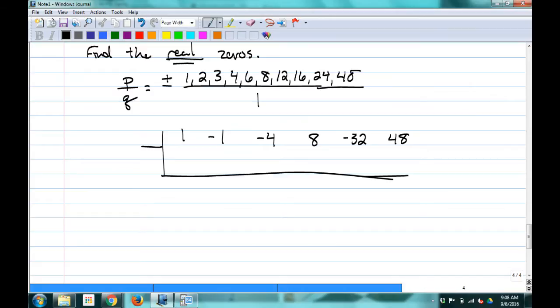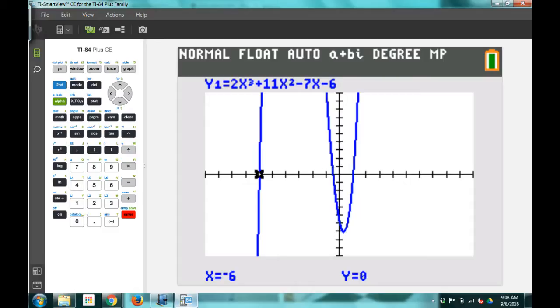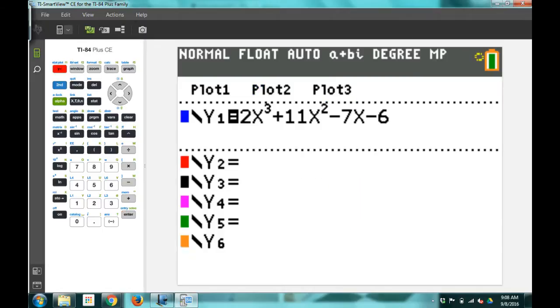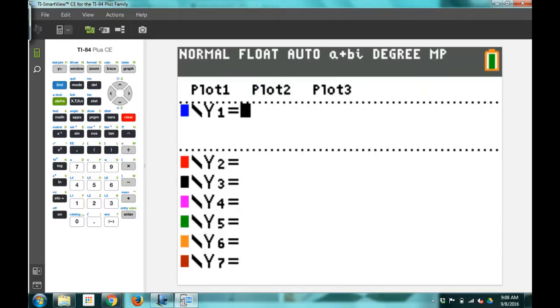Graph that polynomial. Don't just pick one by luck of the draw. That's what we used to have to do: okay, I'm just going to guess that it's 3 and see if that worked. If it didn't work, I'd try a different number, and then another. It was a long process, but you guys have some nice tools to use here.